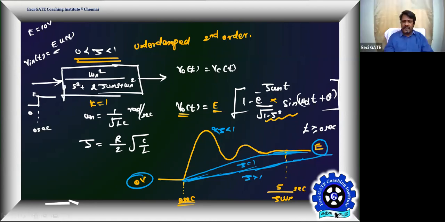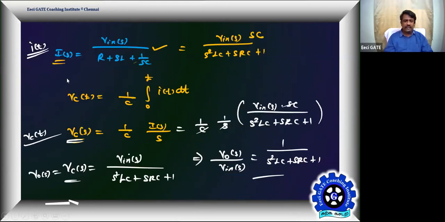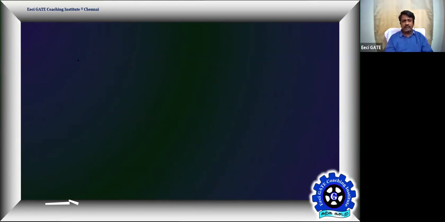Then after getting V naught, you can easily get your current. Otherwise, you can also get the current directly by using this equation. That is going to resemble the unit impulse response of a second order system, but we can do it once. So we know I of s is equal to V in of s into s into C divided by s square LC plus s R C plus 1. I'm talking about the current. So this current is the current through the capacitor as well.